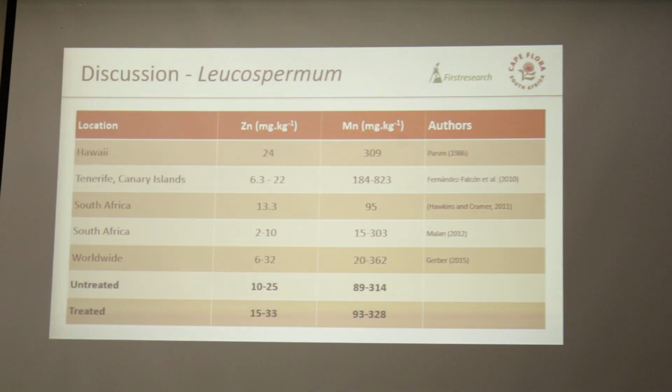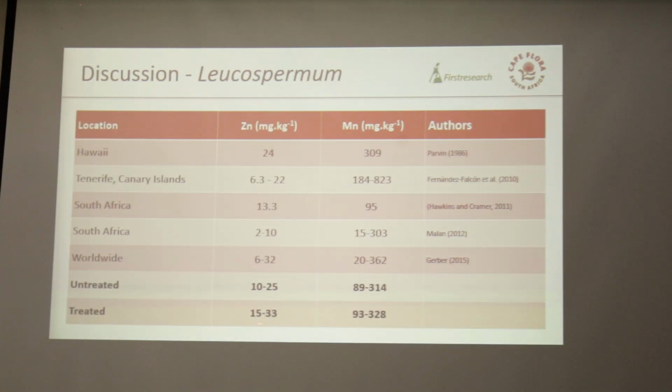So this is just some of the data that was published previously. This is for Leucospermum. This is data from Hawaii, the Canary Islands, South Africa. I think this is worldwide data that she gathered, and this is our data. For the untreated Leucospermum average, you can see 10 to 25, more or less what you see there. And then also for the manganese, much higher. Interesting levels here. Some of them are much lower, that lower level of 15, 20 there. But yeah, more or less.